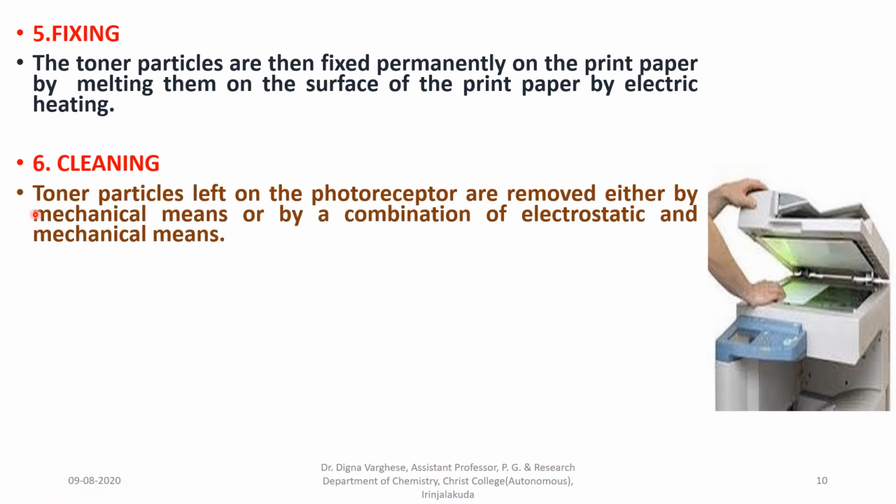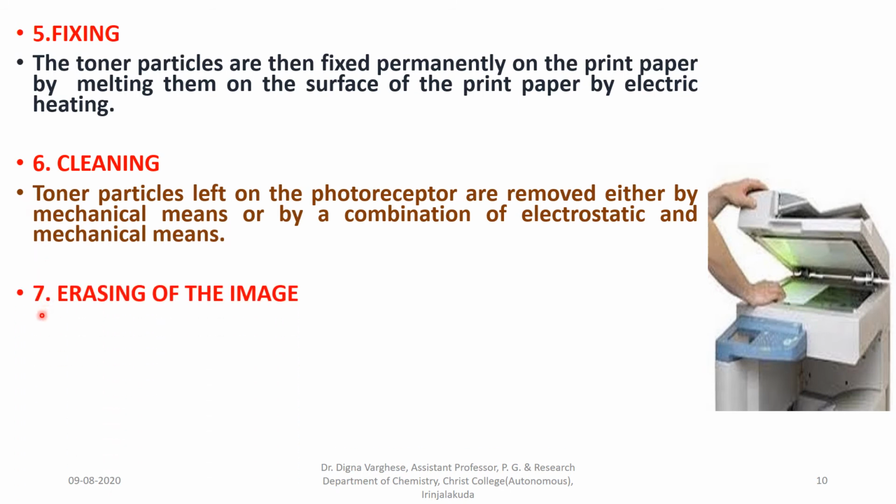Toner particles left on the photoreceptor are removed either by mechanical means or by a combination of electrostatic and mechanical means. If some of the toner particles are used in the fixing step and the others remain on the photoreceptor, they are removed by mechanical means or by the combination of electrical and mechanical means.